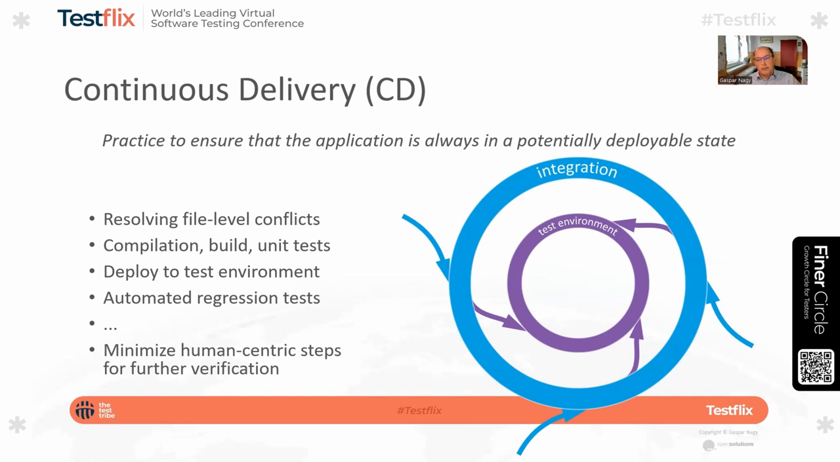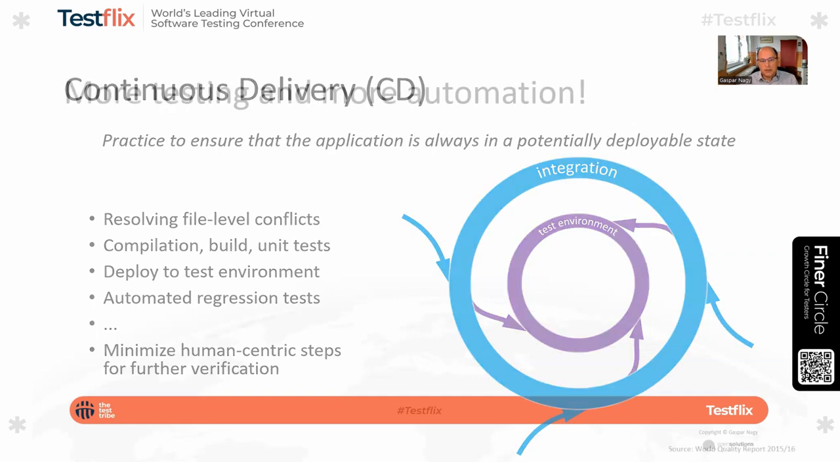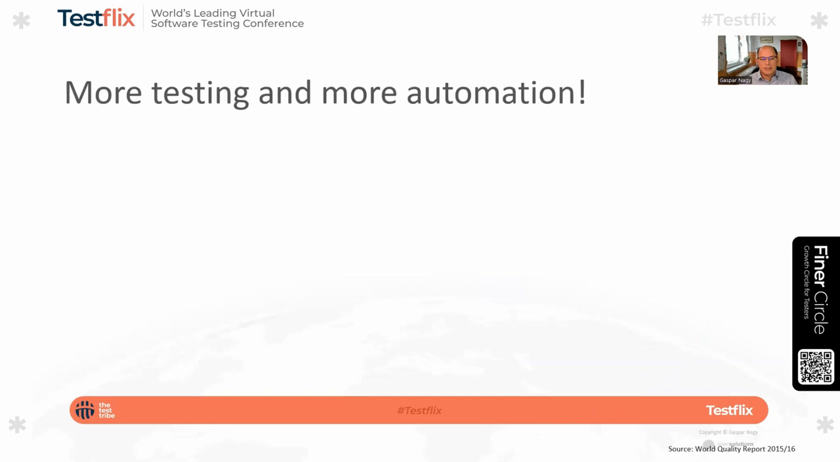But if you follow this practice, we would like to minimize these human-centric steps. So we would like to automate as much as possible to be able to follow this practice. That means if teams are trying to apply the concept of continuous delivery, we need more testing and more automation. And that's absolutely visible if you are just looking at the IT world nowadays.